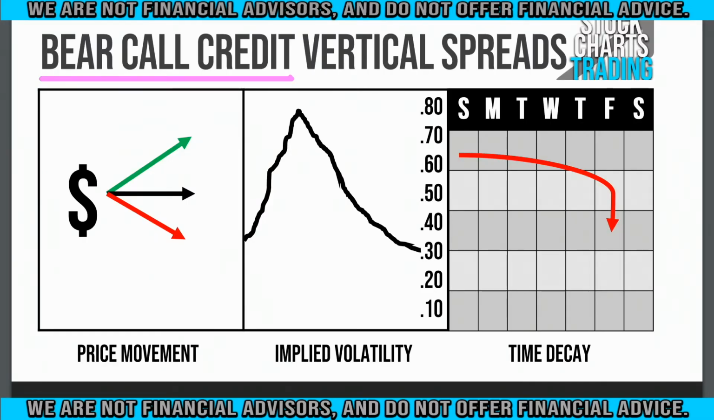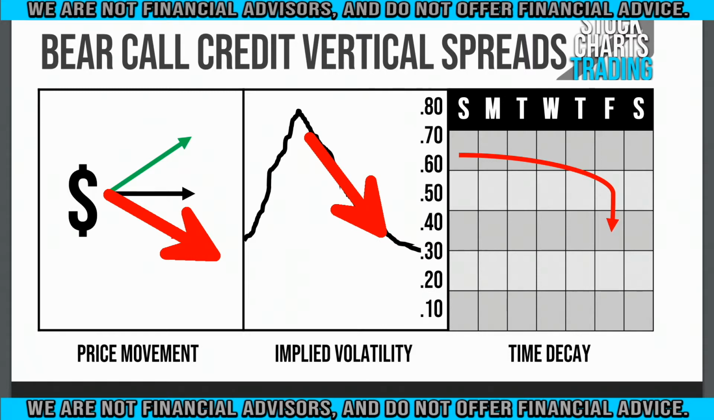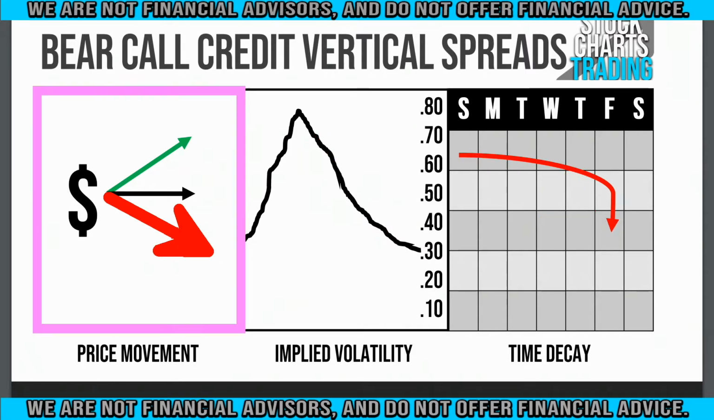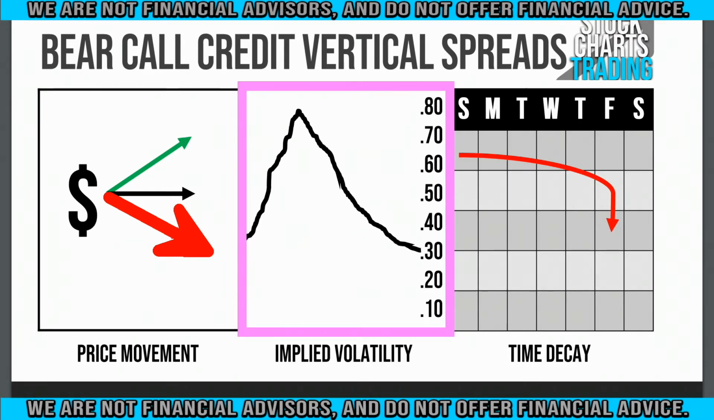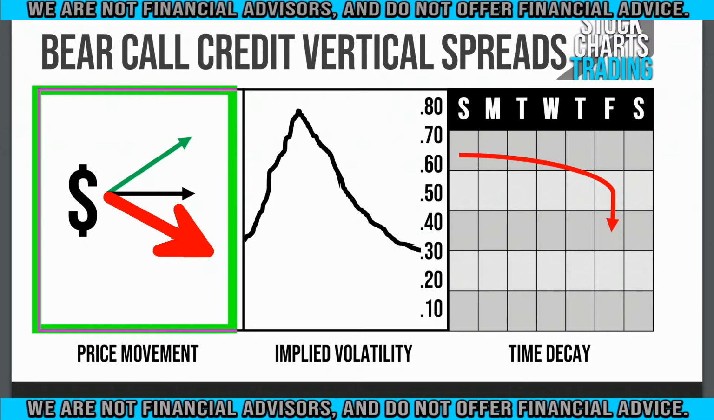We all know when doing a bear call credit spread that the best thing is price goes down along with implied volatility. And of course, we're going to collect that time decay. So there are 3 different categories that make up the profit of your option: price movement, implied volatility going up or down, and time decay.